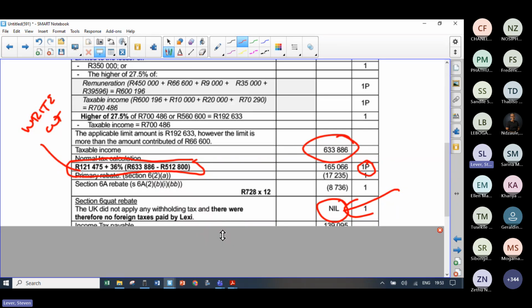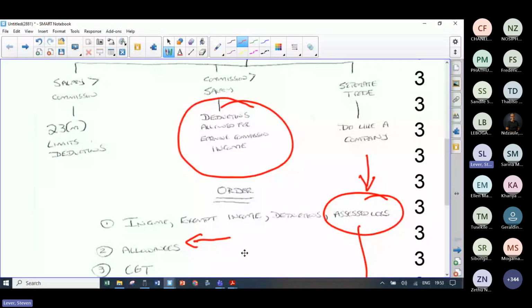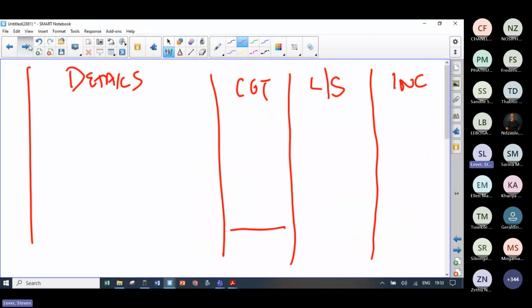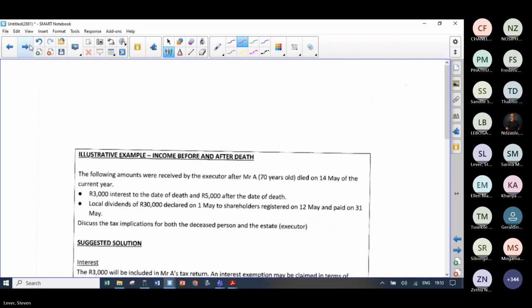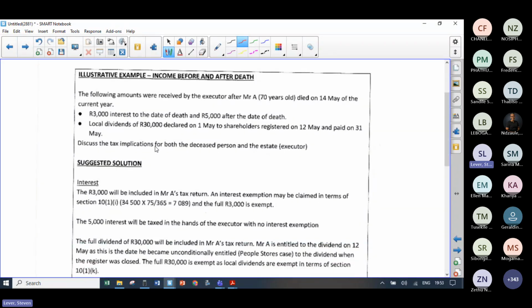So guys, whether you do 4861 or 4862, if someone were to die, just remember the rebates are apportioned, the interest exemption is apportioned, the 6A rebates, the medical tax credits, you only do it for the months that you were alive. Just make sure that you actually physically understand that. And that's important for you guys to understand. Okay, so that's what's going to happen. At the back of the handwritten notes for today, I have put in an illustrative example of what happens if someone dies.